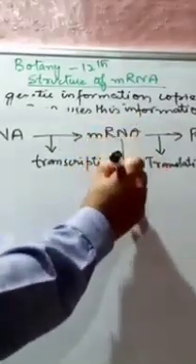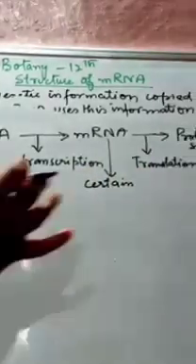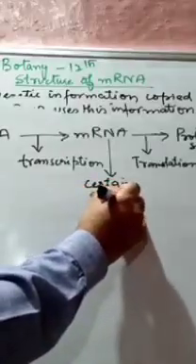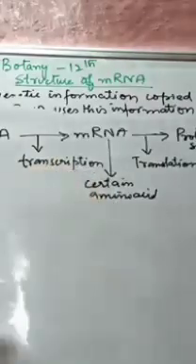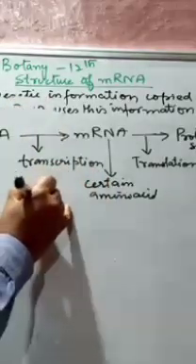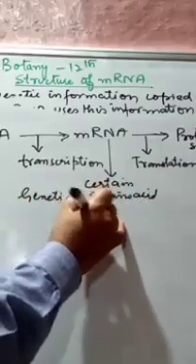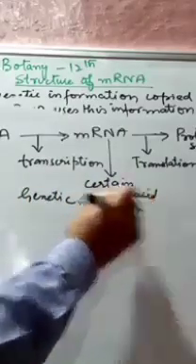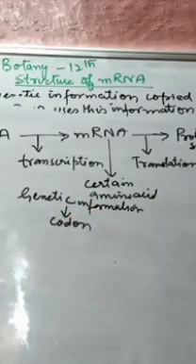This mRNA has the genetic information to code a particular amino acid. On mRNA there is genetic information, and that genetic information, which is in it, to code a certain amino acid, is in the form of a codon.